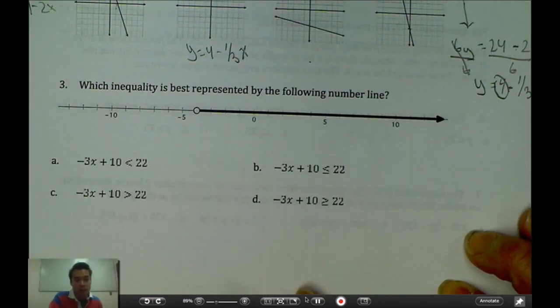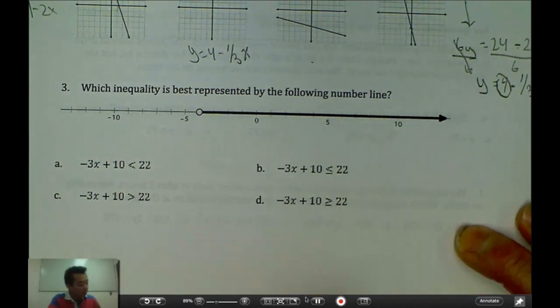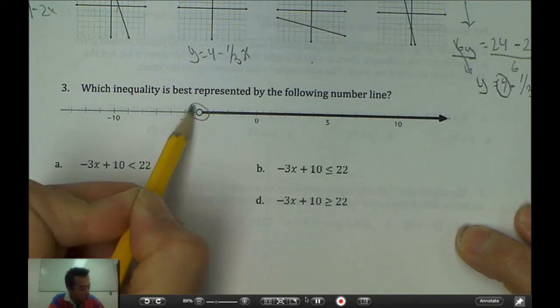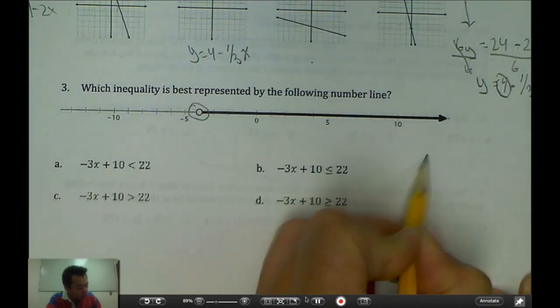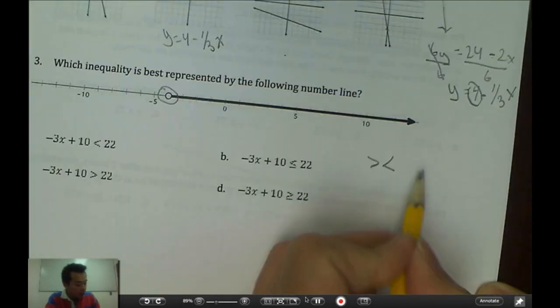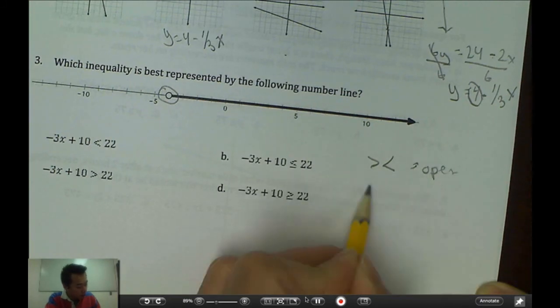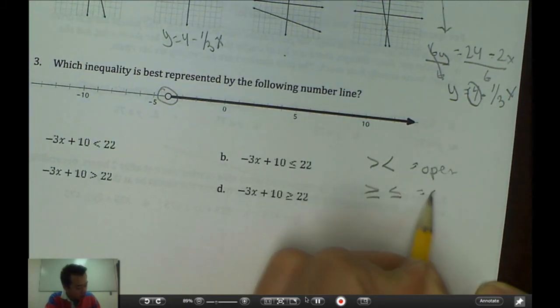Okay, number 3. Which inequality is best represented by the following number line? All right, let's talk about multiple choice. Okay, this is an inequality, open circle. So we have that is going to be open, that's going to be closed.